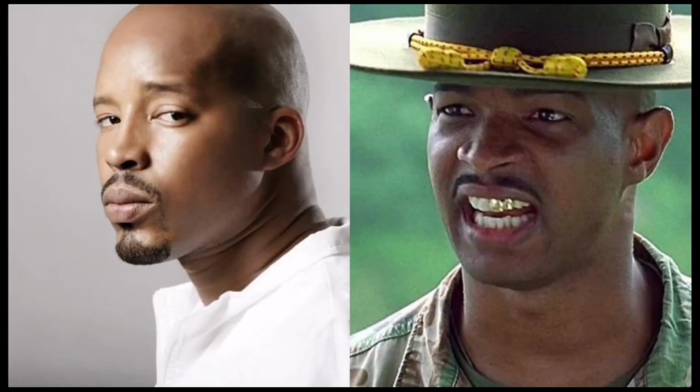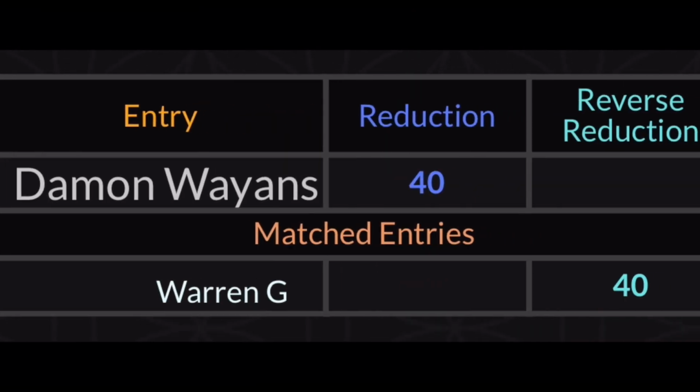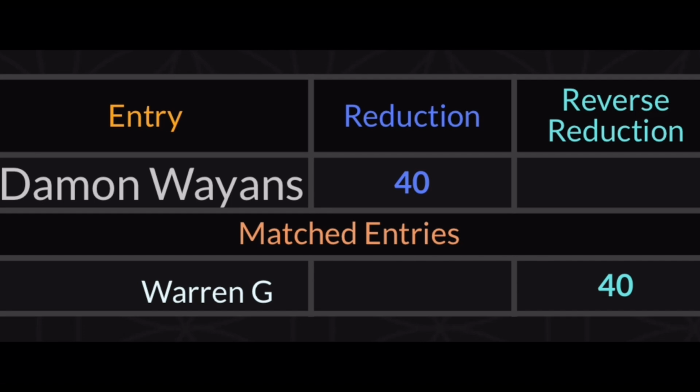Here's another really good comparison of 21 Savage and T.I. All of these characters have those same eyes and the same nose, so keep that in mind moving forward. So now let's talk about the next character, which is Warren G. As you guys can see right here, Damon Wayans and Warren G look so much alike. And they even have the same gematria. Damon Wayans equals 40, and Warren G also equals 40.